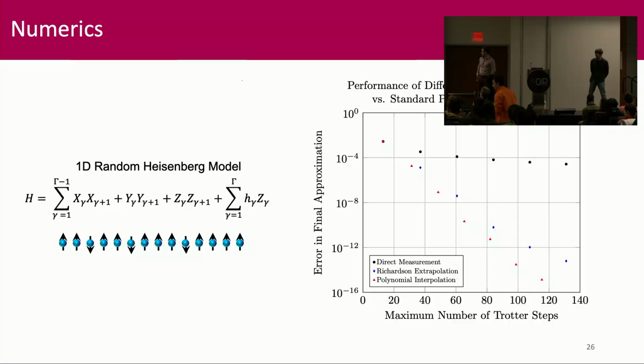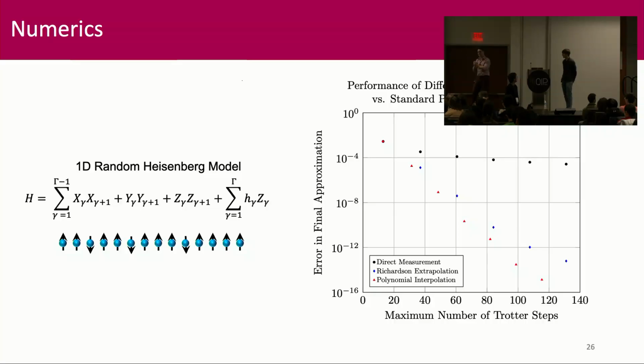So this is just fixing the simulation time and increasing the number of nodes that you use in your interpolation. At the bottom here is the number of Trotter steps that you actually implement. The y-axis is the error, and you can see that you get an exponential decrease in error when you use either extrapolation method, polynomial interpolation or Richardson extrapolation. And the black dots are just standard Trotter. So you can see there's a big exponential distance.